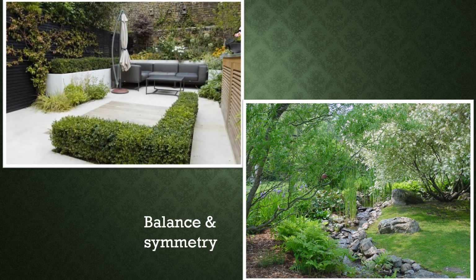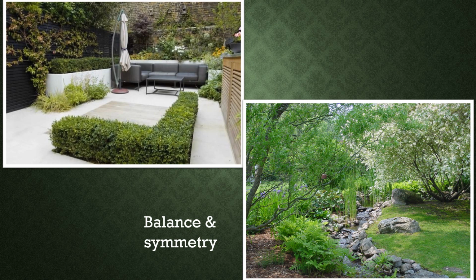Balance and symmetry. This is looking at visual impact. It's not about everything being matchy-matchy. So when you have the hedge in the background and a hedge in the foreground, they're not the same exact hedge, they're not the same size, but they do balance each other out. Some might even think that sofa balances out with this hedge.